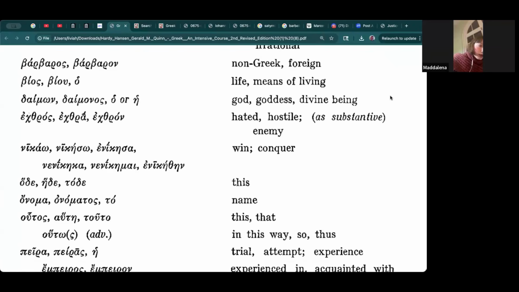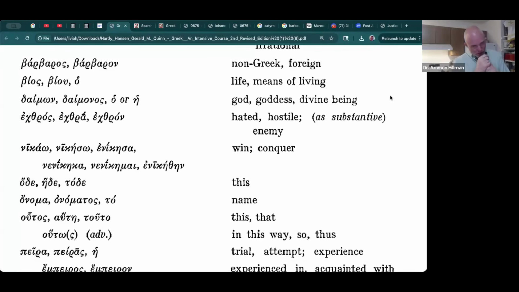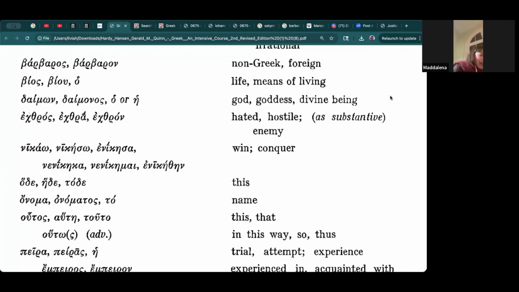Bios. Bion. Life. Means of living. Yeah, life or a means of living. Bios is huge. If you just want to remember it right now as life, that's probably the easiest. But you're going to see it used in context weirdly, where translating as life doesn't really work. So anywho, keep going. I'm sorry. No, I'm not sorry. Fuck that. Go. Keep going. Daimon. Daimonos. God or goddess or divine being.